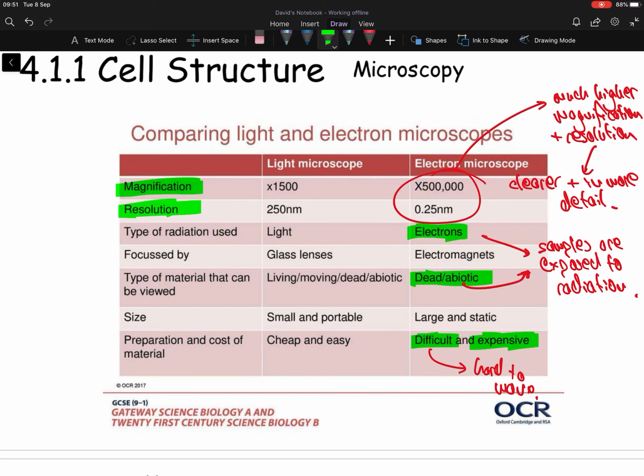Whereas light microscopes are much cheaper and easier to move. They're small and portable, and because you're only exposing a sample to light, you can use living and moving organisms as well as dead ones. So those are key comparisons. So it's about learning the differences.